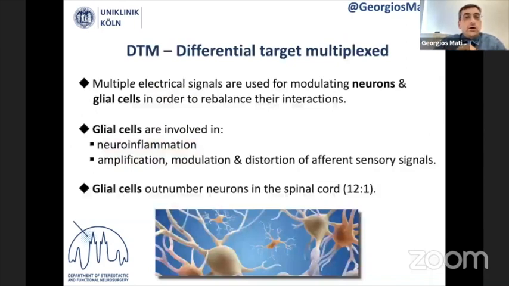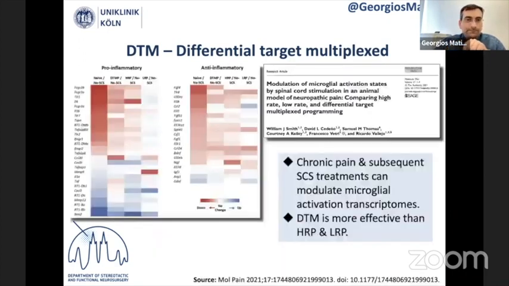Another waveform or another algorithm is this differential target multiplex, meaning that with this algorithm, we are using multiple signals for modulating not only neurons, but also glial cells. Is this important? Yes, it is important because glial cells are involved in various processes. They are involved in neuroinflammation. They are involved in amplification, modulation, and distortion of afferent sensory signals. And they outnumber neurons in a spinal cord with a ratio of 12 to 1.